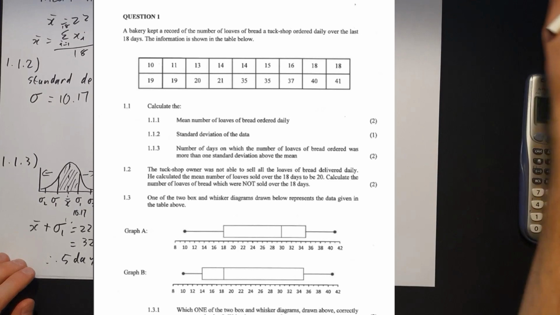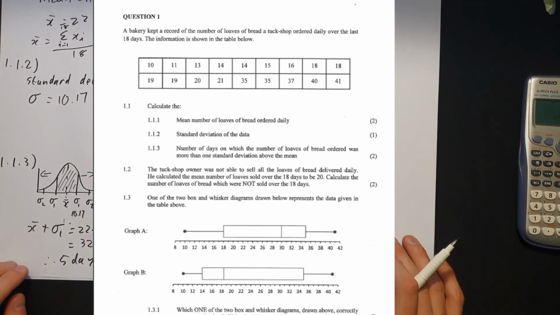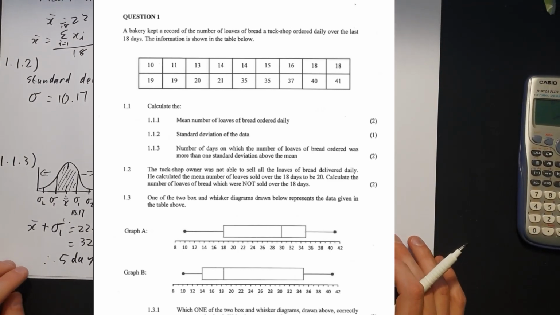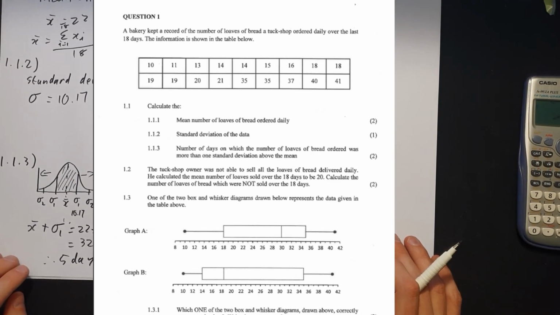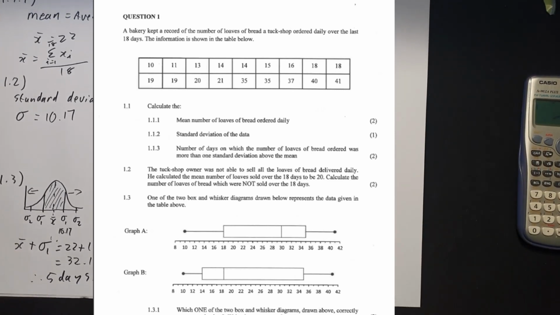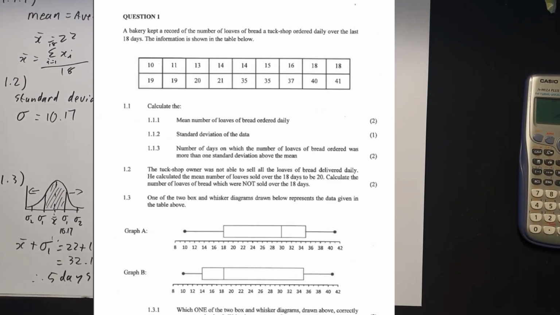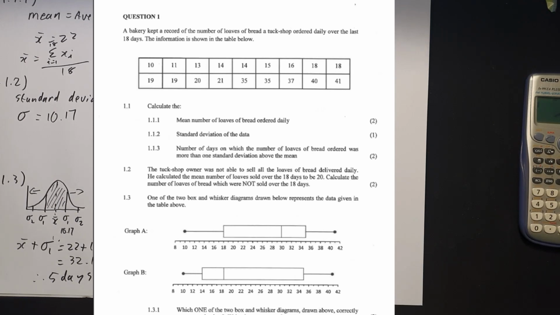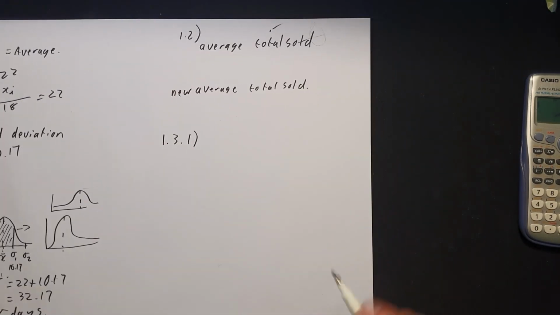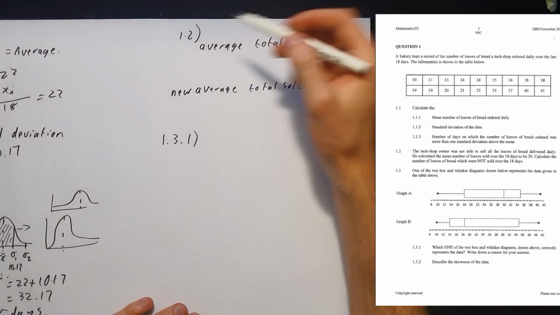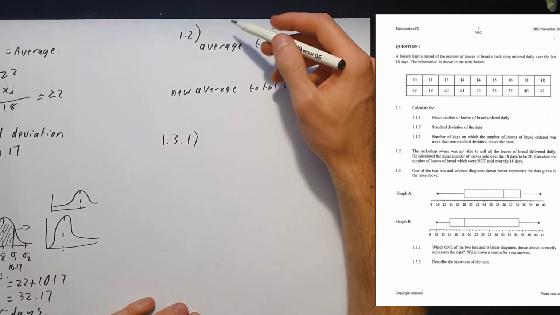Now, if we look at 1.2, it says the tuck shop owner was not able to sell all the loaves of bread delivered daily. He calculated the mean number of loaves sold over 18 days to actually be 20. Calculate the number of loaves of bread which were not sold over 18 days. So we're going to look at how much was actually sold on average.